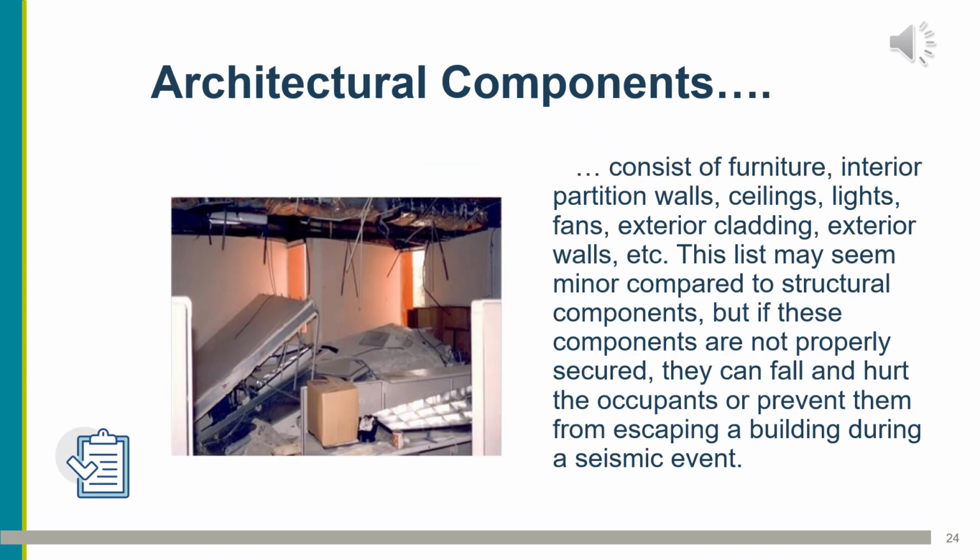This consists of furniture, interior partition walls, ceilings, lights, fans, exterior cladding, exterior walls. This list may seem minor compared to structural components, but if these components are not properly secured, they can fall and hurt the occupants or prevent them from escaping during a seismic event.